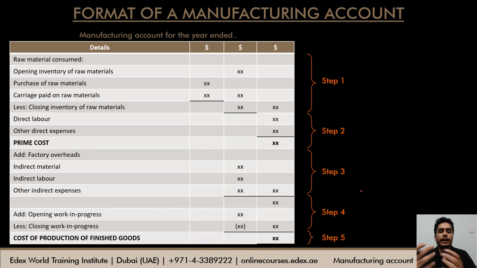Now, if I look at my manufacturing account and understand it stepwise, it becomes very simple. I don't have to mug up the entire format. It's very logical to start from your direct material, add all your other direct costs, arrive at the prime cost, to that add factory overheads, and step by step finally calculate the cost of production of finished goods. I have not solved any question for this chapter because I feel it is important to understand the format. Once you understand the format in a very logical way, you can solve any type of question.